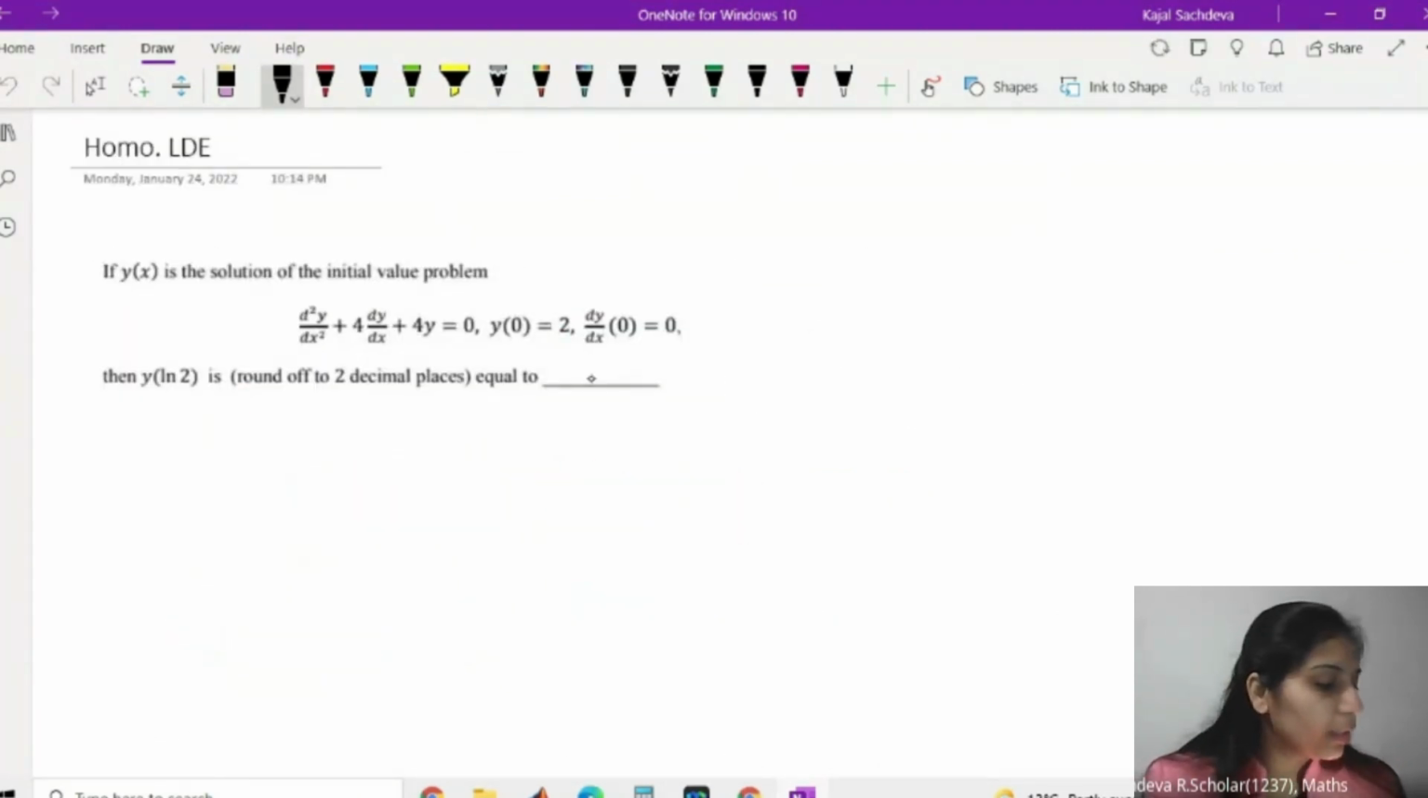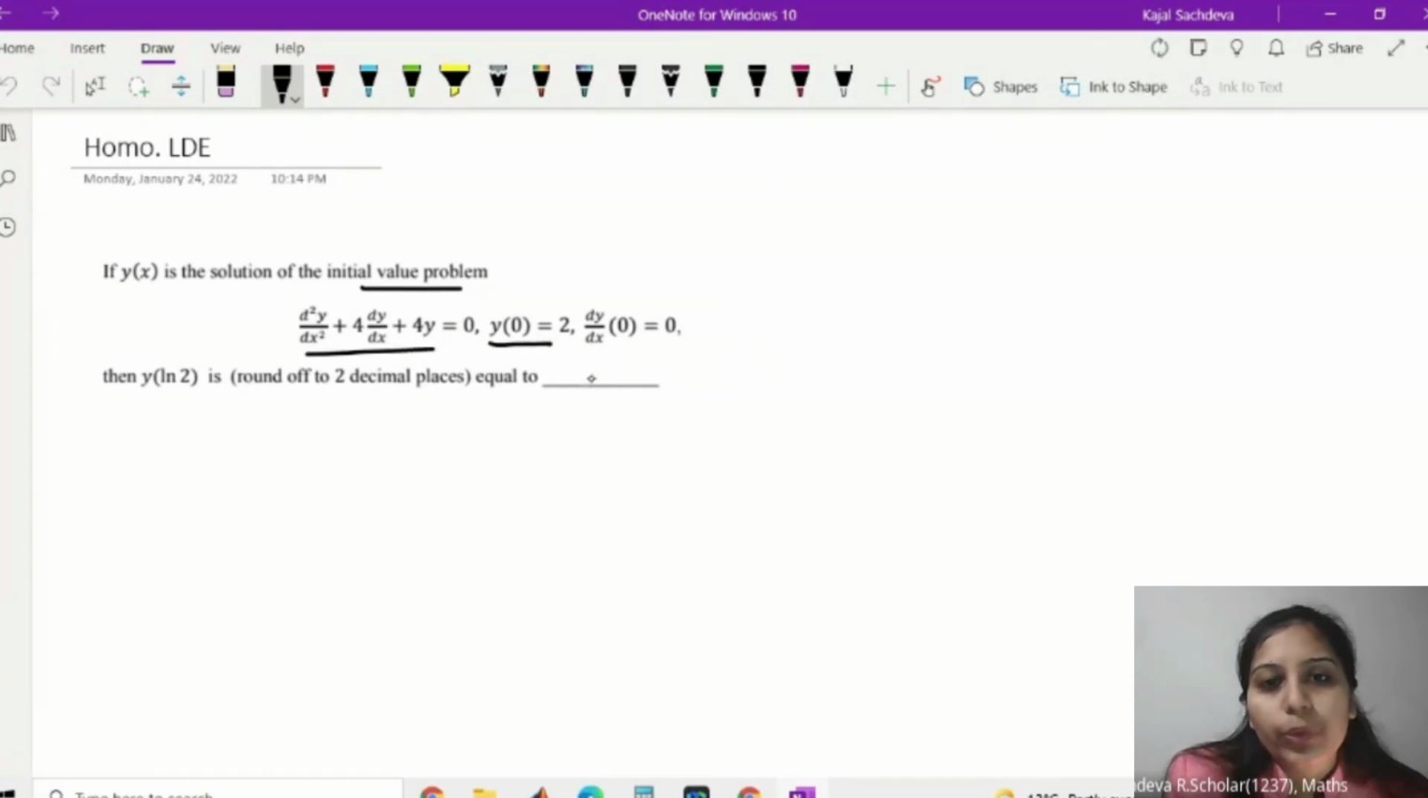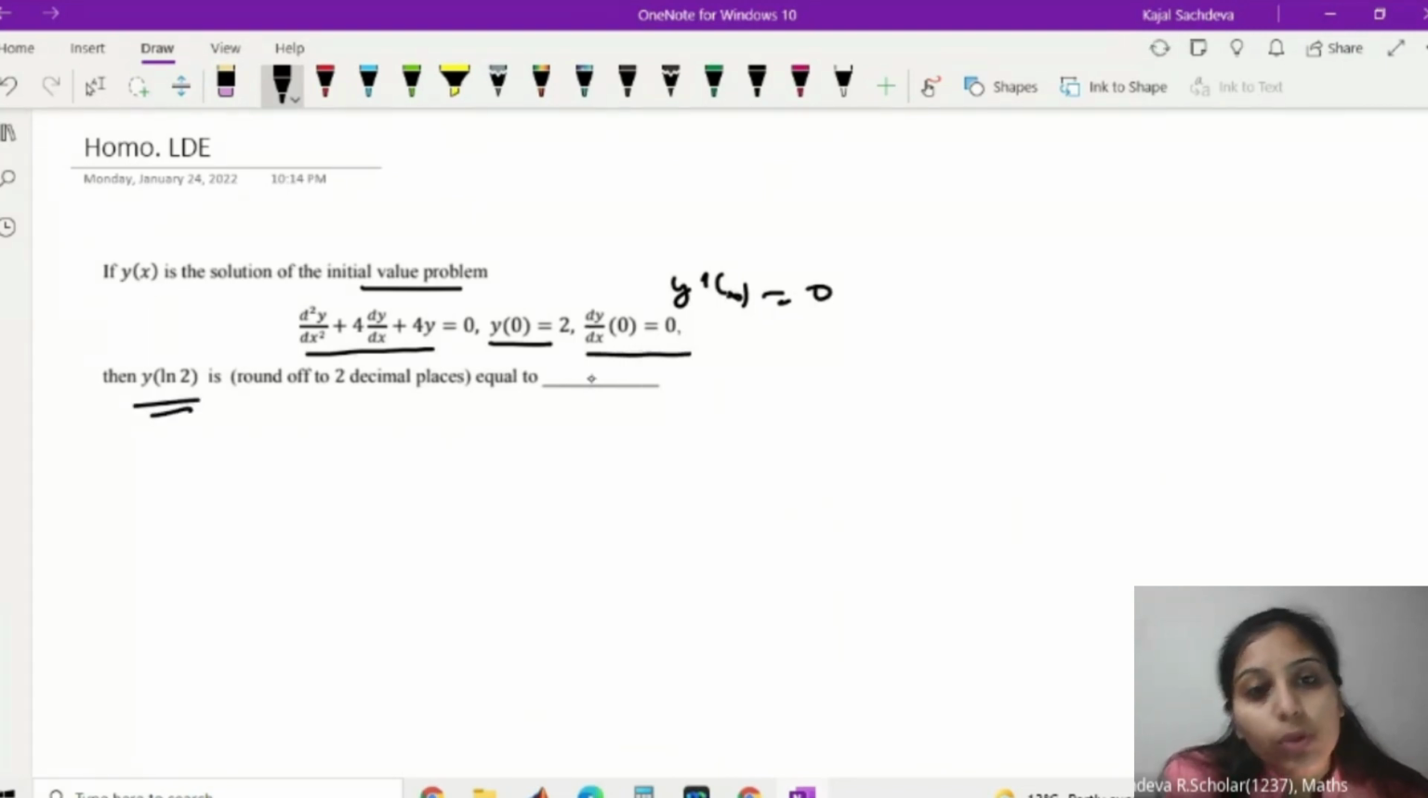So we have the third question as: if y of x is the solution of the initial value problem, this problem, where y of 0 is equal to 2 and y dash 0 is equal to 0, you are to find the value of y of log 2, rounded off to 2 decimal places. So this is also a very simple question.